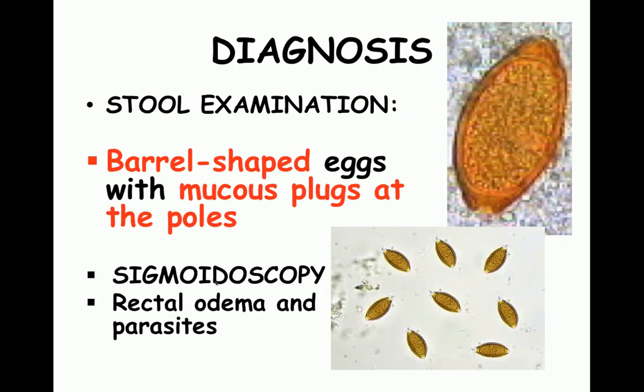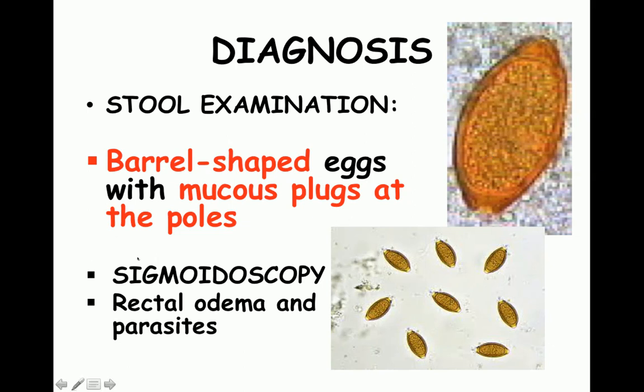Diagnosis is very simple. You just have to look for the eggs in the stool, and if you know the structure of the egg, you can easily diagnose this case. The eggs, I have told you, are barrel shaped and they have a mucus plug at both the ends, and they are bile stained. So you can never miss these eggs if you see them in the stool specimen.